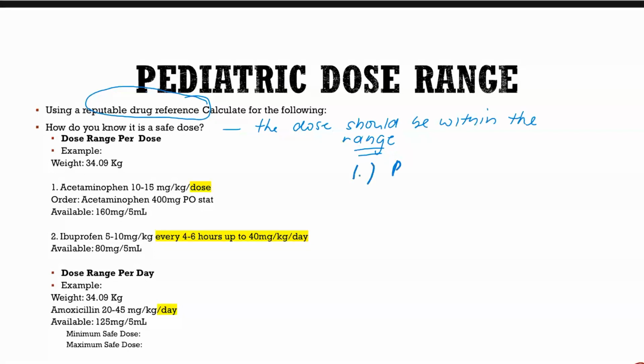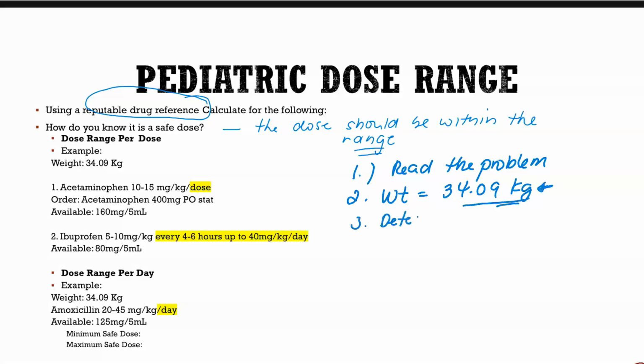Number 1, let's look at this example. We need to make sure we read the whole problem. Number 2, we need to determine the weight. In this case, the weight is 34.09 kilograms. There's no need for conversion because it's already in kilograms. Next, we need to determine the minimum and the maximum. We need to determine that range.